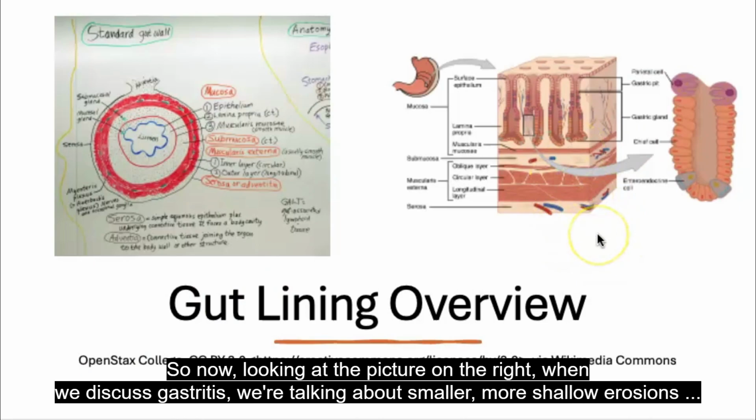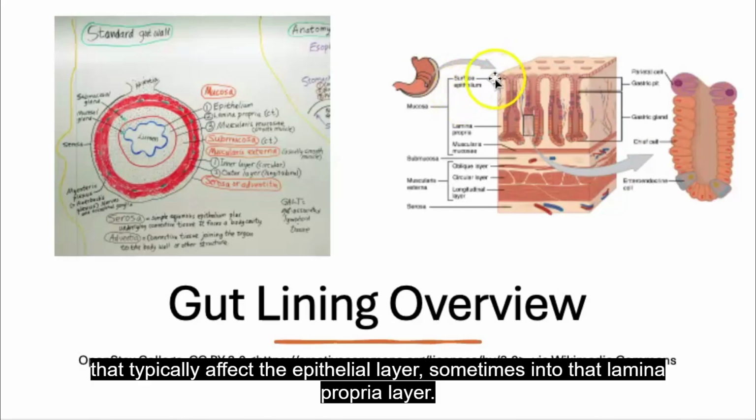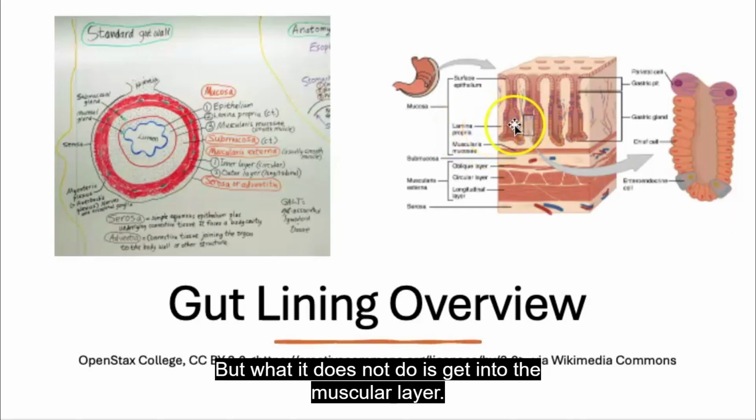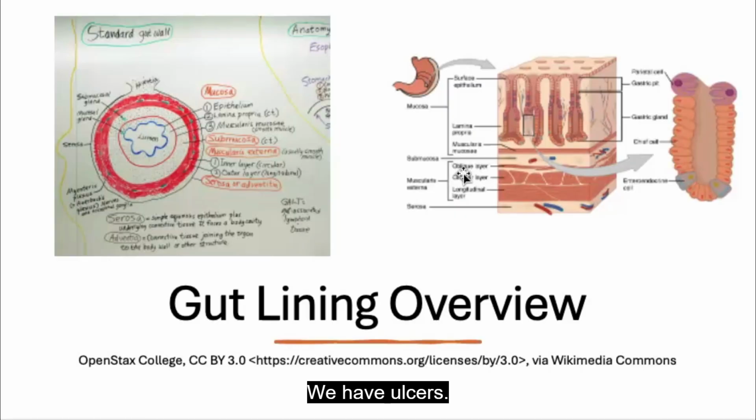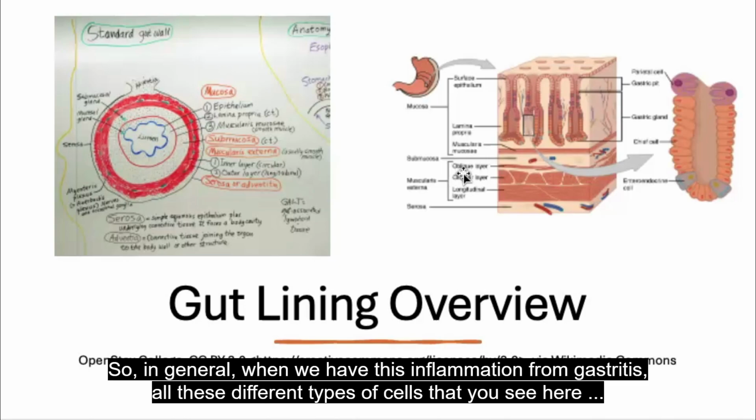So now looking at the picture on the right, when we discuss gastritis, we're talking about smaller, more shallow erosions that typically affect the epithelial layer, sometimes into that lamina propria layer, but what it does not do is get into the muscular layer. If that happens, then we now have a bigger problem. We have ulcers.